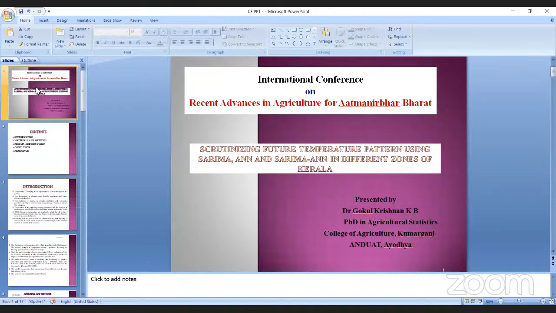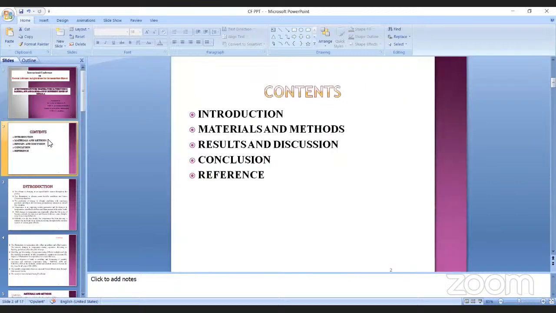Okay. Good evening, everyone. I am Dr. Gaur Krishna KB, PhD in Agriculture Statistics. I am doing my presentation on scrutinizing future temperature pattern using SARIMA, ANN, and SARIMA-ANN in different zones of Kerala. The contents are introduction, mechanism, methods, discussion, conclusion, and reference.